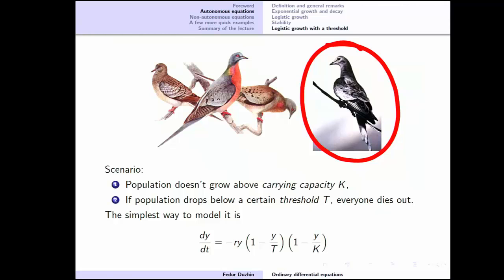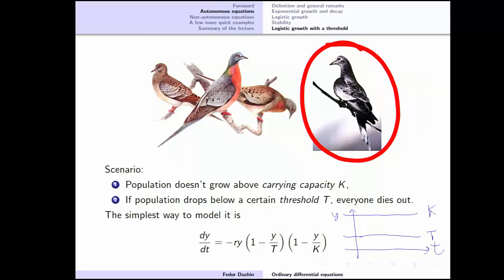Right, so the idea here is that if we want to model it with a differential equation, then on the ty plane we introduce two thresholds, right? The threshold below which everyone dies out, and another threshold, the carrying capacity. So this is K, this is T.